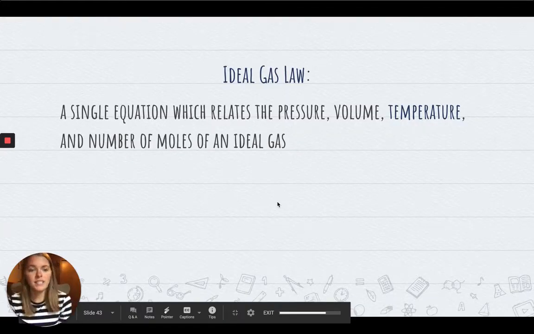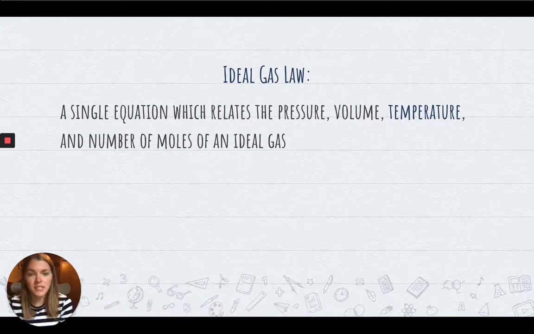So, the ideal gas law, what is it? The ideal gas law is basically a single equation relating pressure, volume, temperature, and number of moles of an ideal gas. So it's relating all three of the things we've already talked about and including moles. As you recall from last week, in the combined gas law, we looked at pressure, volume, and temperature, and now we're throwing moles into the mix. Everybody's favorite.